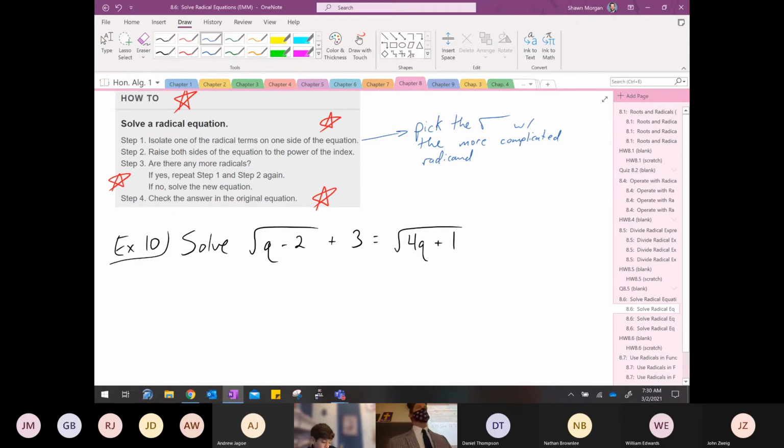We're going to square both sides because they are square roots. If they were cube roots, we'd cube both sides. If they were fourth roots, we would raise both sides to the fourth power. All right, but in this case, we're going to square both sides. Y'all do that with me here.